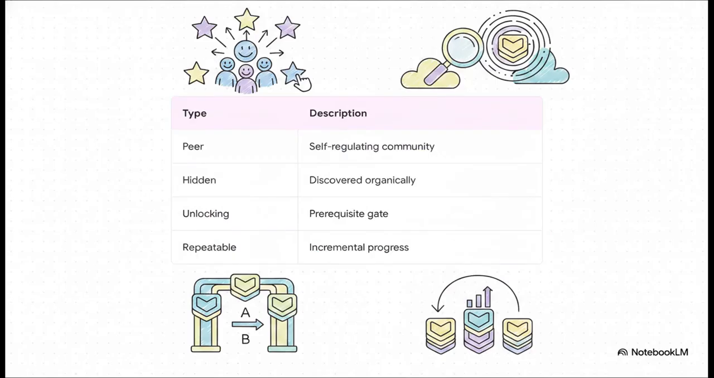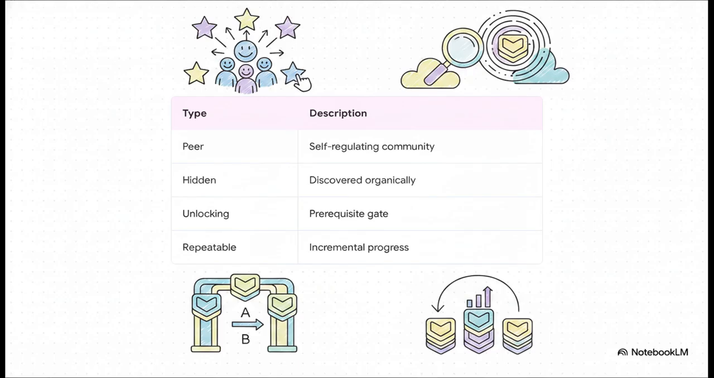When you're building out your platform, different technical functions can drive totally different learner behaviors. You've got some really cool options here. You can use peer-awarded badges to build a self-regulating community where learners actually recognize each other for helpful feedback. You can use hidden badges as fun little surprises that learners discover organically.